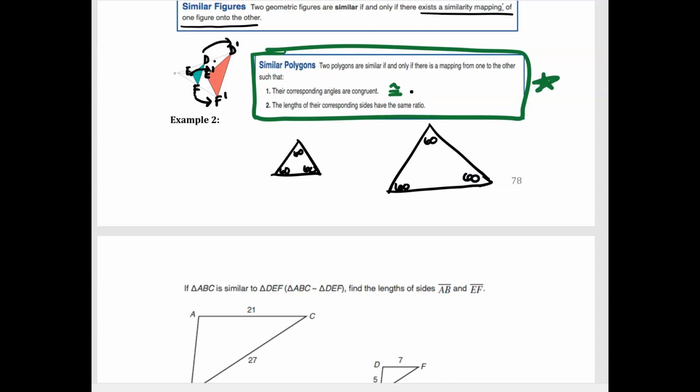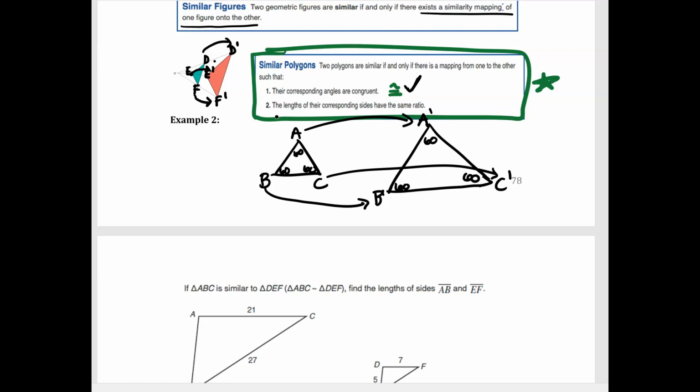So we say, okay, all the corresponding angles, and I'm going to actually name them too. Let's say this is ABC and A prime, B prime, C prime. So these angles are the same, these angles are the same, and these angles are the same. So that allows us to check that first bullet there.